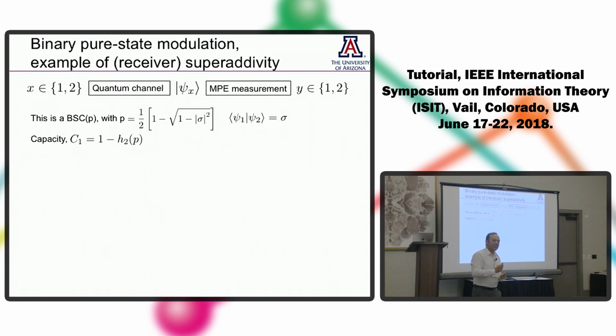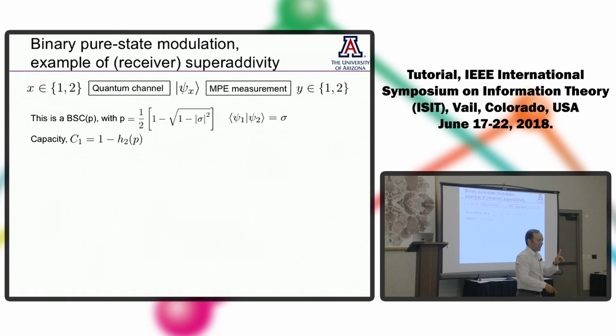So let's take the simplest communication example that we can construct out of what we have learned so far. Okay? So let's say you have a binary input, binary output channel, and your channel is such that you are allowed to send 1 or 2, a classical input at the input.